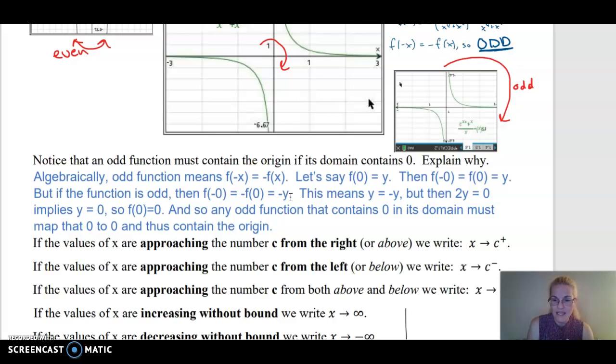Okay, but then that means, because we already said f of negative 0 was y, then that means y has to equal negative y. But if I add y to both sides, then I'm going to have 2y equals 0, and this implies that y is in fact 0. So f of 0 is 0, the origin. Any odd function that contains 0 in its domain must map that 0 to 0. So when you spin it around 180 degrees, it's at the same spot. So origin is there.